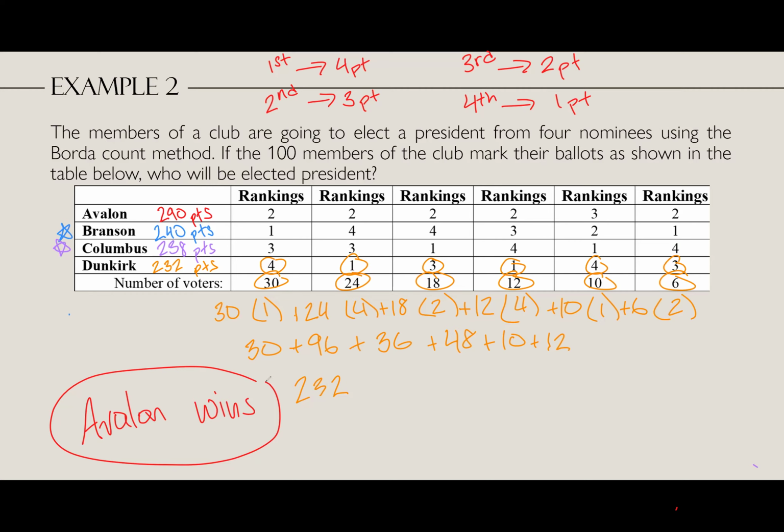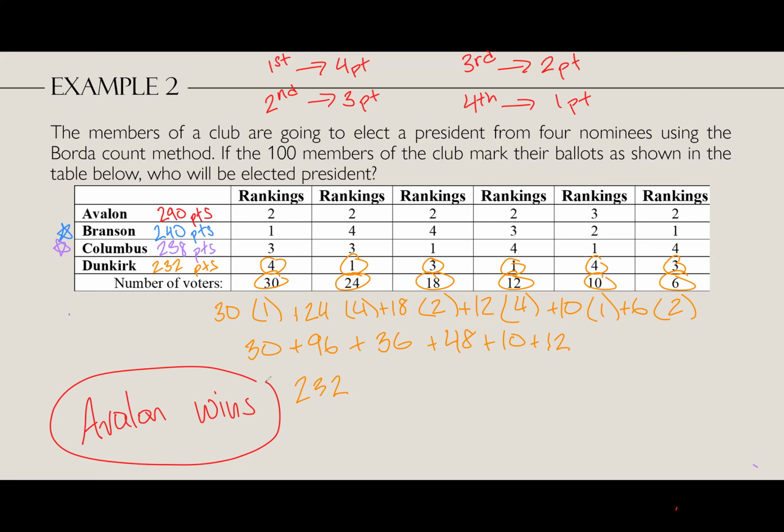So again, it's quite interesting. Avalon was not anyone's favorite, but they also weren't anyone's least favorite. They weren't loved, but they weren't hated. So they were a little bit of a compromise or a neutral candidate, it looks like. And because of that, they actually won this election. So this is our ranked voting. You don't necessarily need the top vote to win. You just need the most points to win.